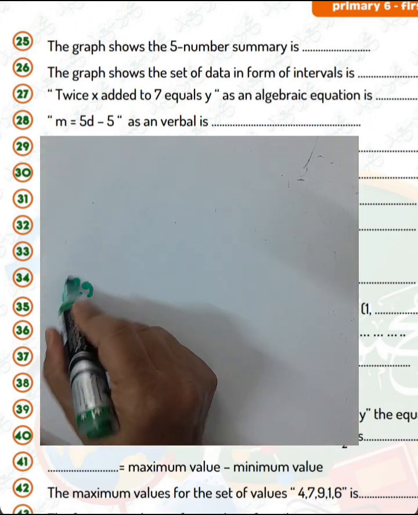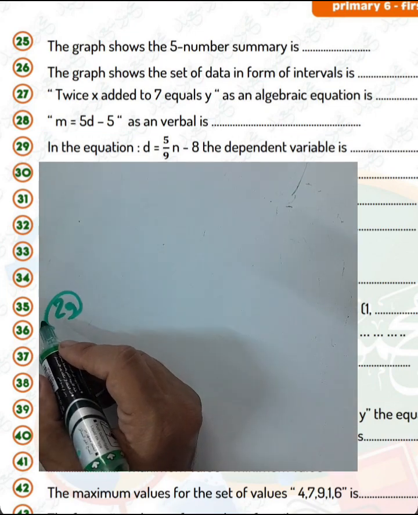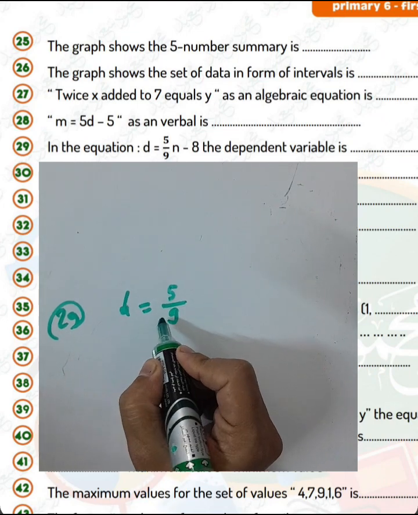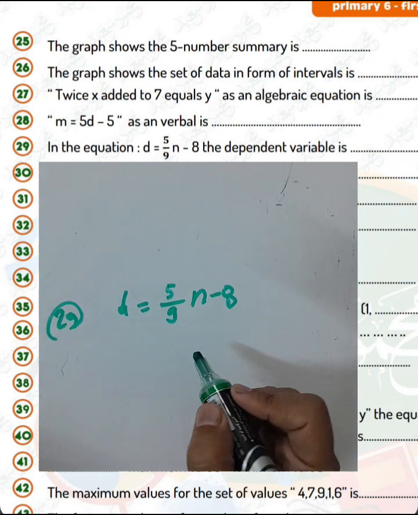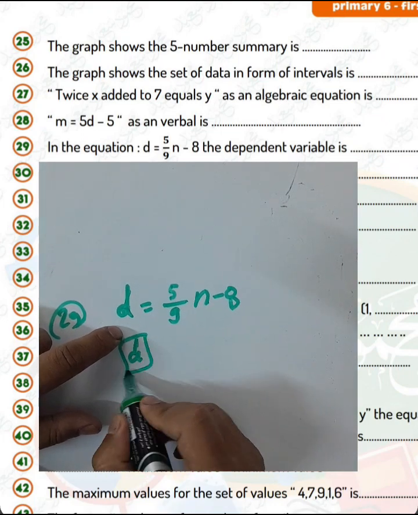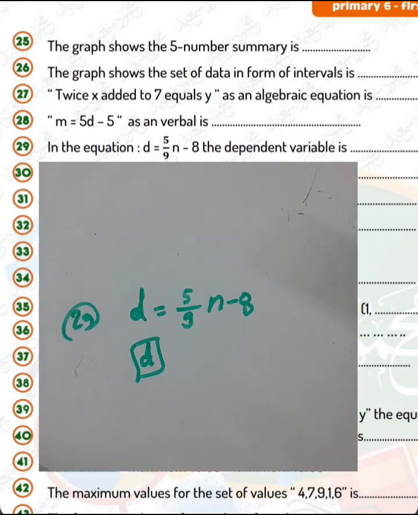Question 29. In the equation d equals 5 over 9 n minus 8, what is the dependent variable? Dependent variable here, it will be d. d here we call it dependent. Understood? We have dependent and independent.